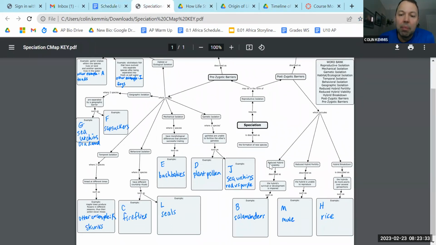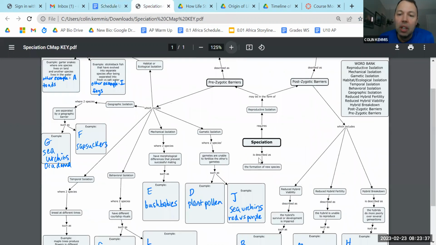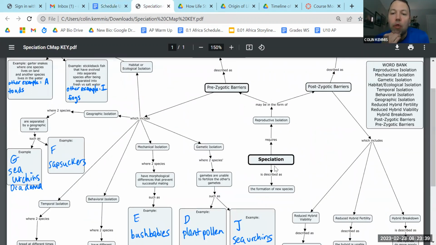We start in the middle here. We have speciation. It's the formation of a new species. That requires reproductive isolation. And there are a couple of ways that we can organize that. You could have pre- and post-zygotic barriers. Remember, a zygote is the joining of the sperm and egg. Before those are joined would be pre-zygotic barriers.